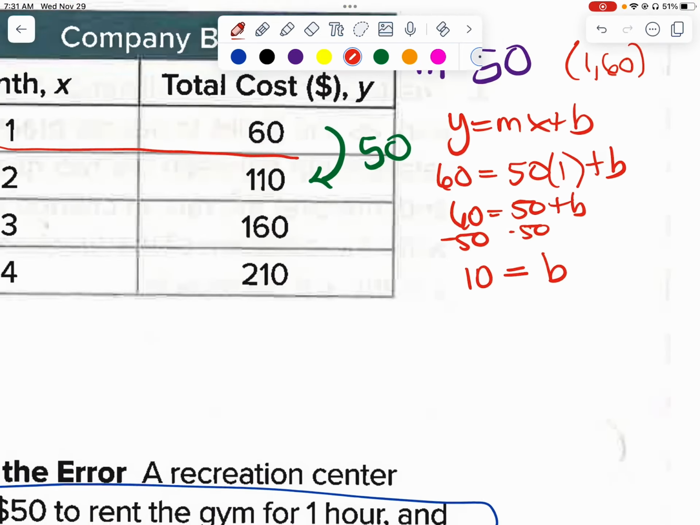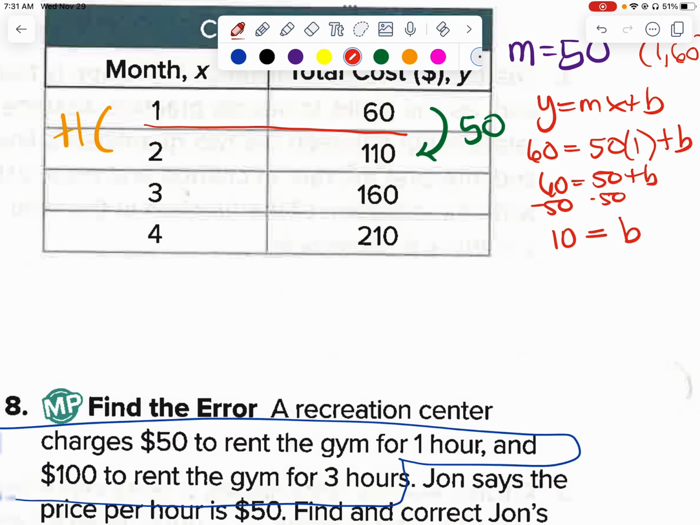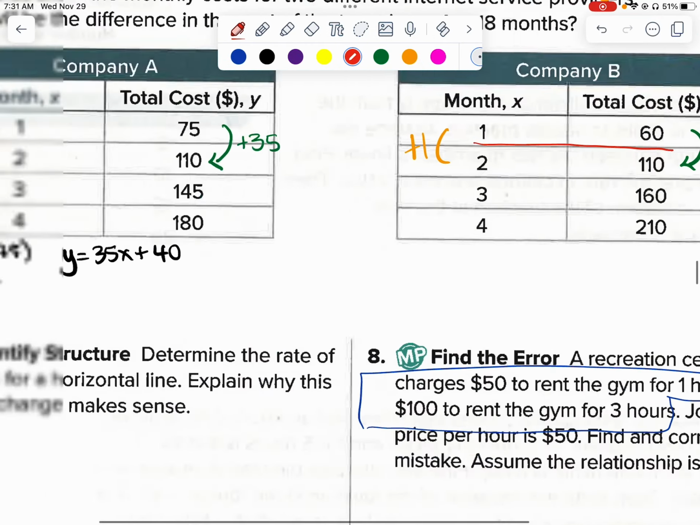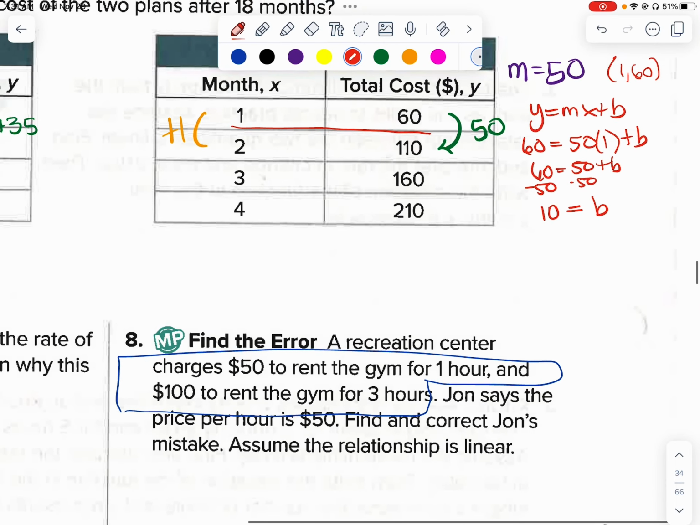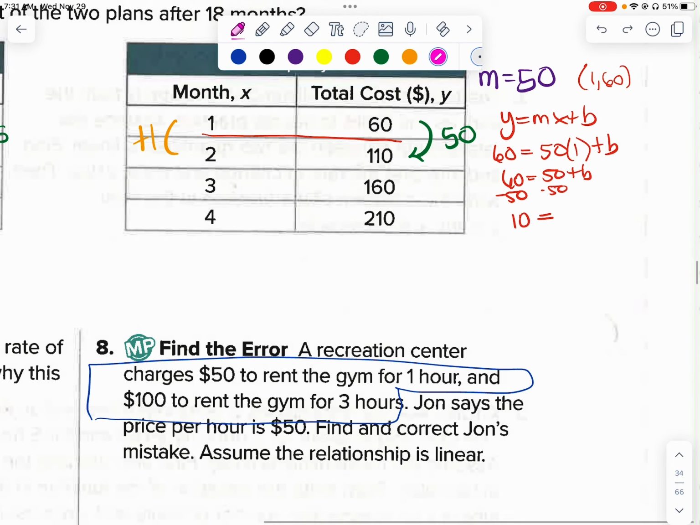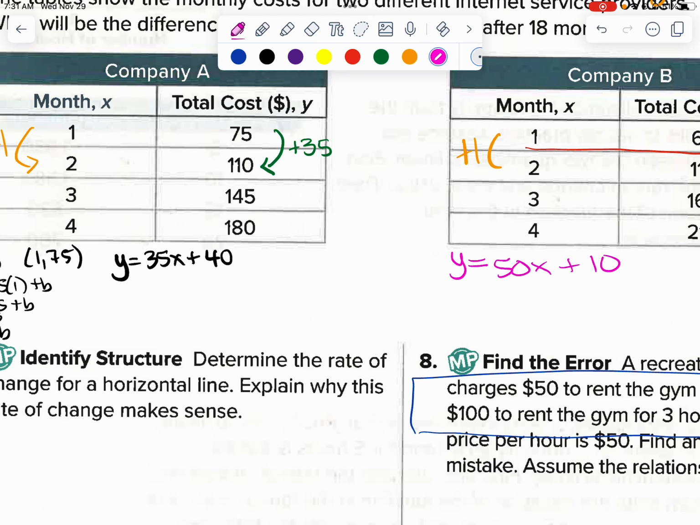So I'm trying to figure out where I want to write space-wise. Okay, I did that one in black, so I'm going to come over here. I'm going to do this one in pink, I guess. Y equals, I don't know where the B went. There we go. Y equals 50x plus 10. Okay, so now I have my two equations.